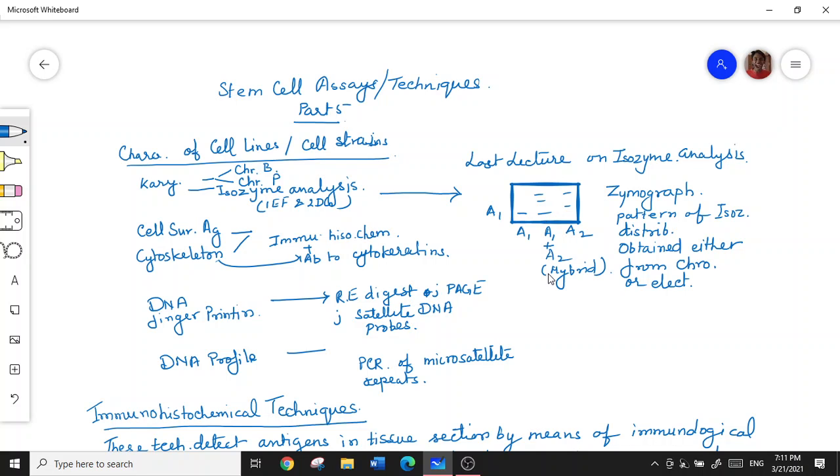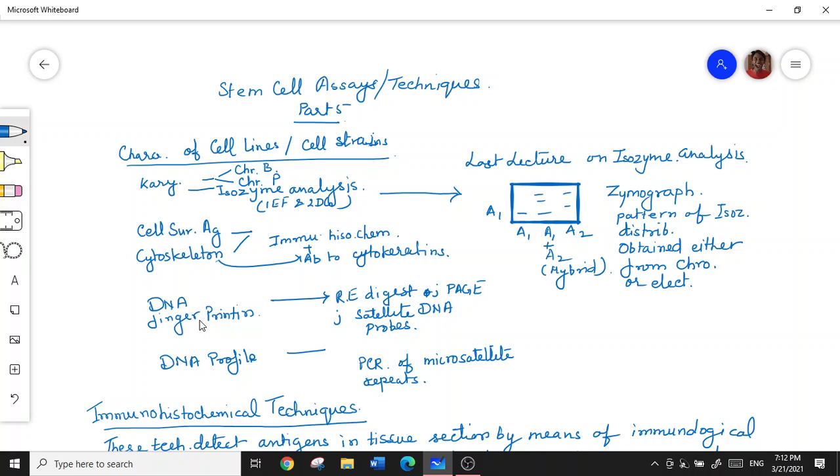This is how we can check which sample is containing hybrid of two species. This is how we can check the lineages also, cell strains, and different cell lines. So these three are useful in that. Next technique is immunohistochemistry or antibodies to cytokeratins. These can be used to check the cell surface antigen and cytoskeletons also.